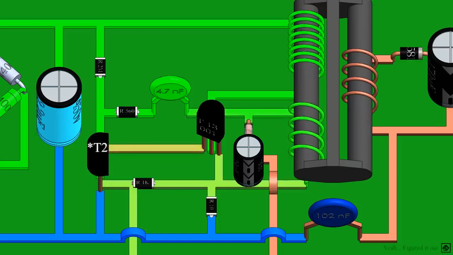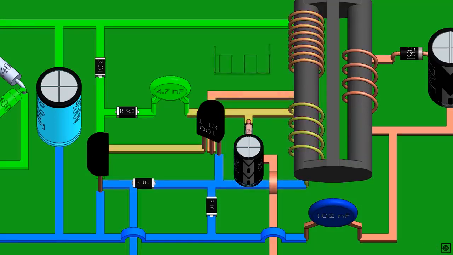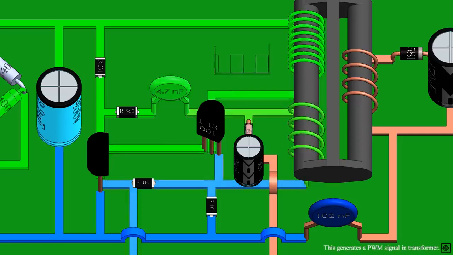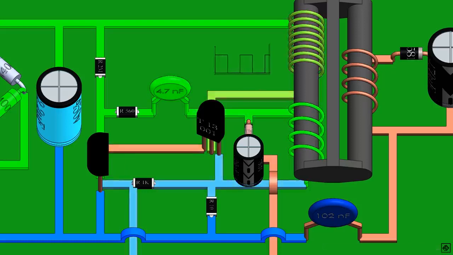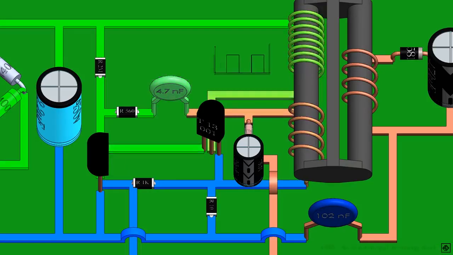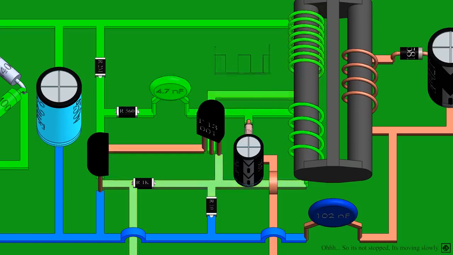This shunts the base of T1, turning it off. As T1 turns off, the flow of current to T2 is cut off. Now the current flows to the base of T1 and the cycle repeats. This happens at 15 to 50 kHz, which is 1,000 times faster than the rectifier circuit. Hence, you would see that the rectifier circuit appears stopped.